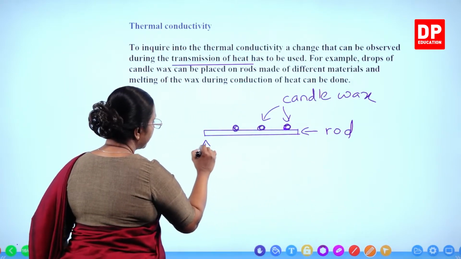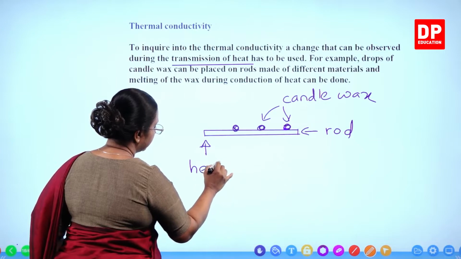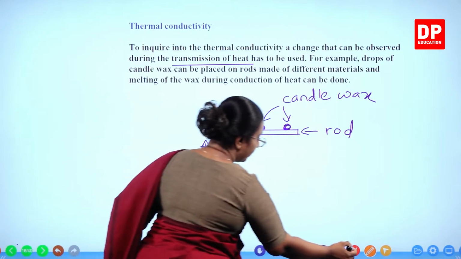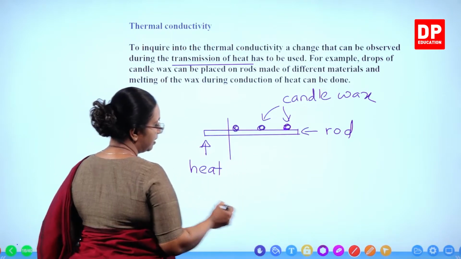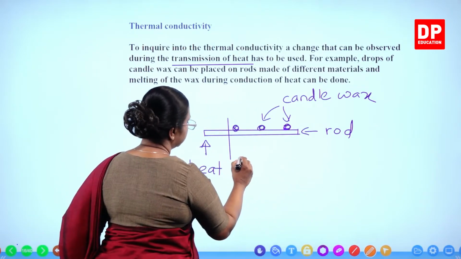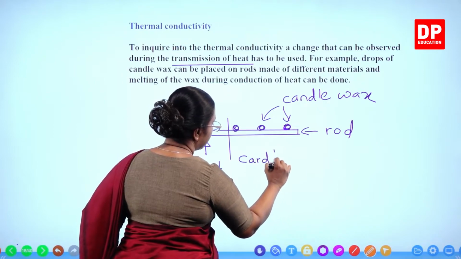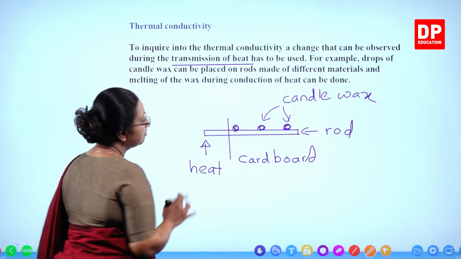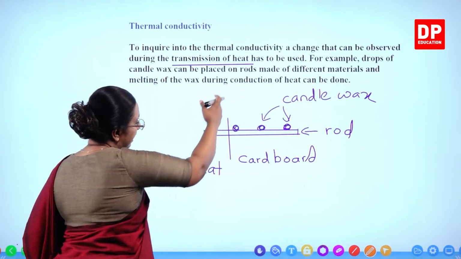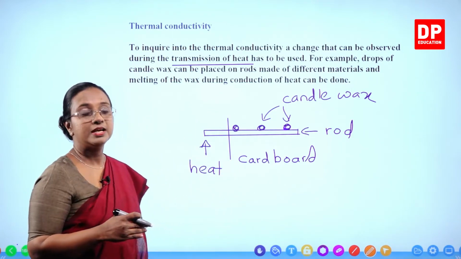And here you supply heat. If you want, you can have a cardboard there, so that this heat does not melt the wax. To prevent that, we can have a piece of cardboard attached there.